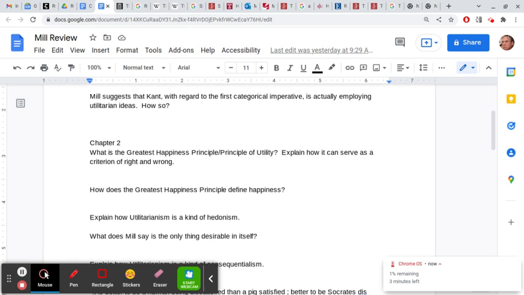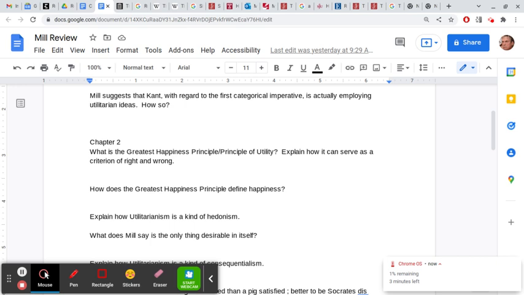Chapter 2, which is really the longest and perhaps most important chapter in the book: what is the greatest happiness principle, or principle of utility? That's just basic, right? You obviously need to know that. And explain how it can serve as a criterion of right and wrong. This is just showing that you understand what the general concept of a criterion of right and wrong actually means, and how the greatest happiness principle could serve as one.